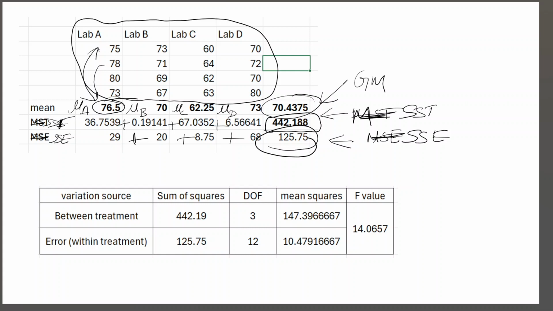So here the degree of freedom is 3. So we just divide this SST by 3, that is 442.88 by 3. So we get 147 as the MST, and then similarly we divide 125.75 by 12. We get 10.47 as MSC. So now we know the F value is equal to MST by MSC, so we get 14.06 also.